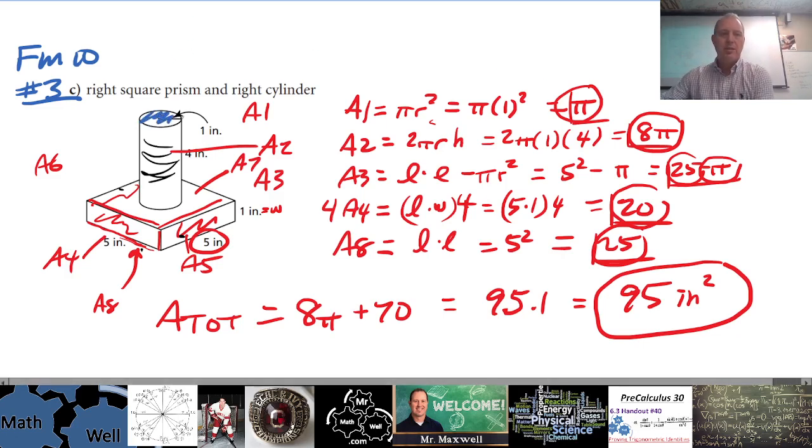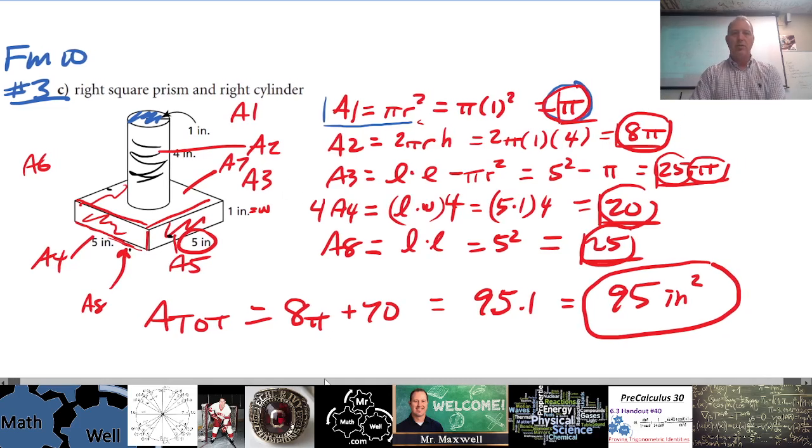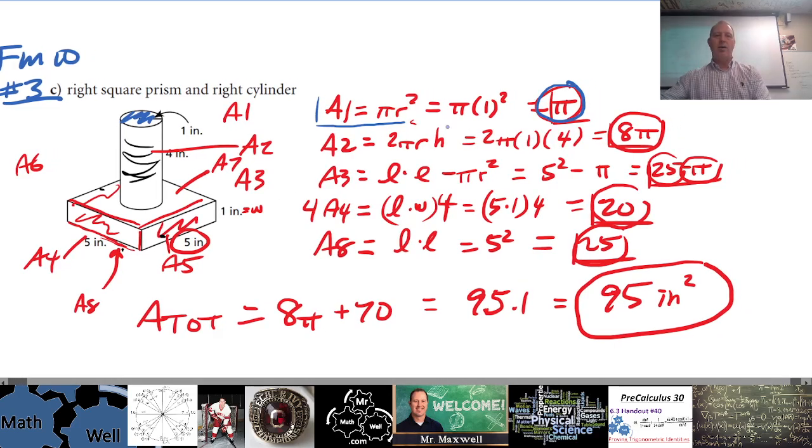You want to split this up into pieces. The first piece is the circle on top, and that's area 1, and that's pi r squared. The r is 1 unit, so we've got just pi as our first value. The second area is the wraparound part of the cylinder, which is 2 pi rh. That's the circumference of the circle times the height, which gives you the length times the height of the wraparound part. And so that becomes 8 pi, and I'll convert these to decimals a bit later.